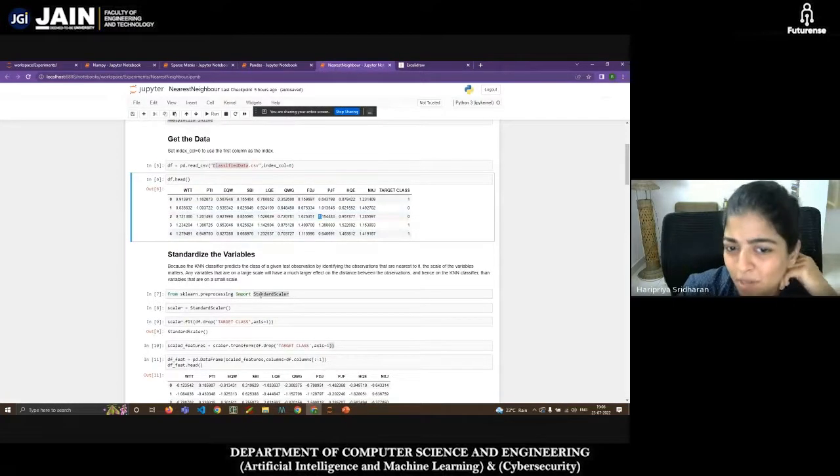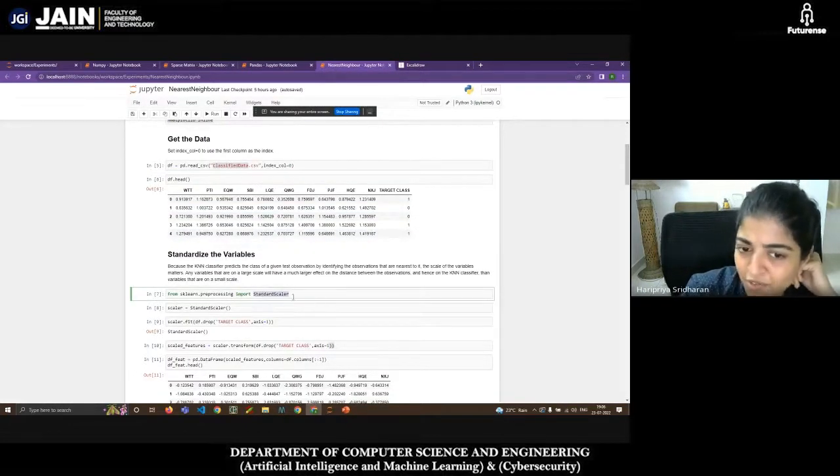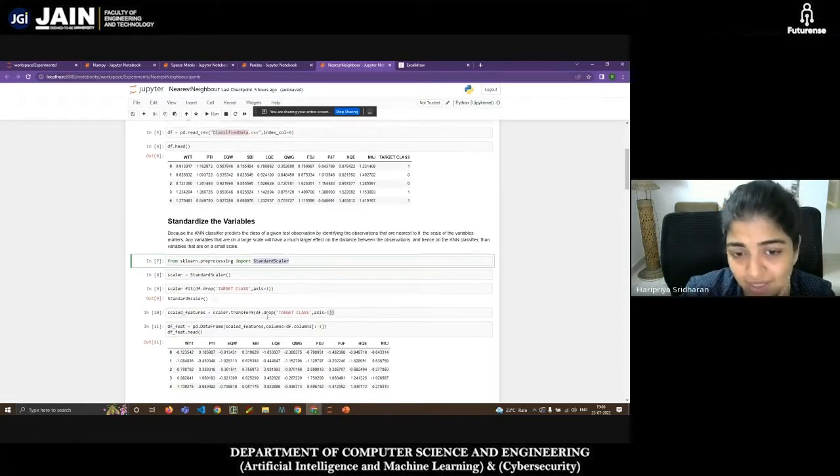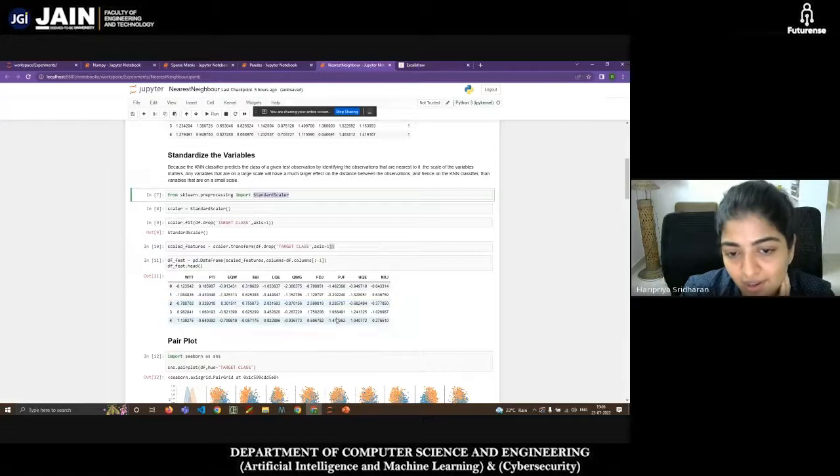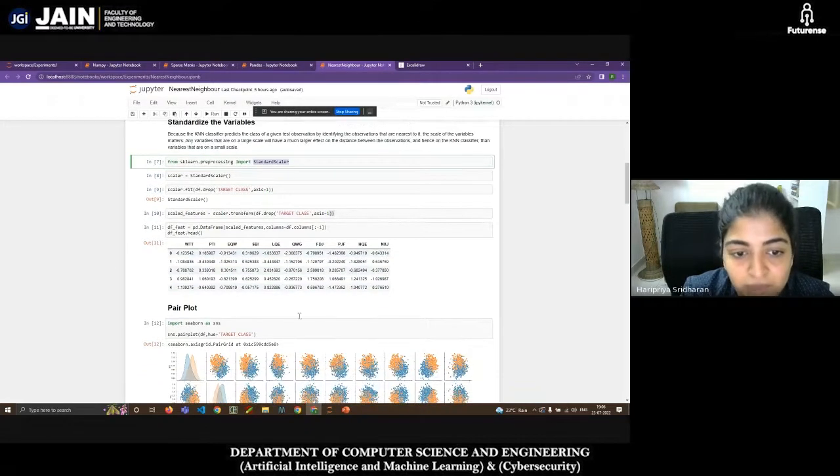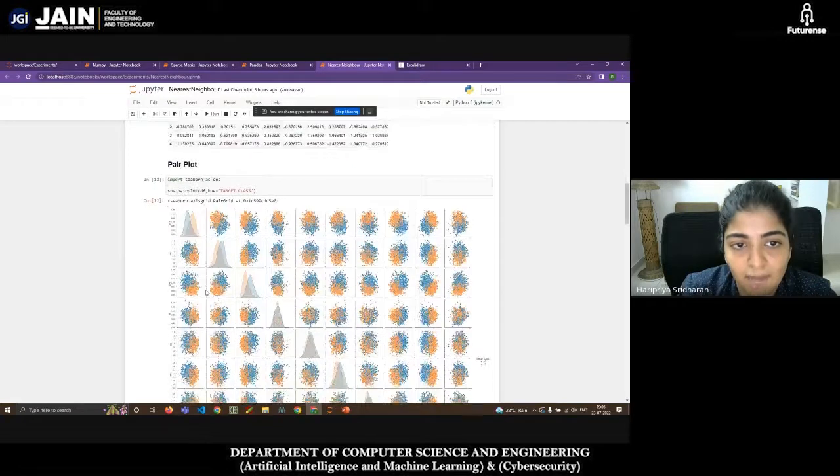One of the very popular methods for standardizing data is StandardScaler. So I'm standardizing the variables here so that it comes under 0 to 1. That's the representation I'm making here. And then I'm creating the pair plot.